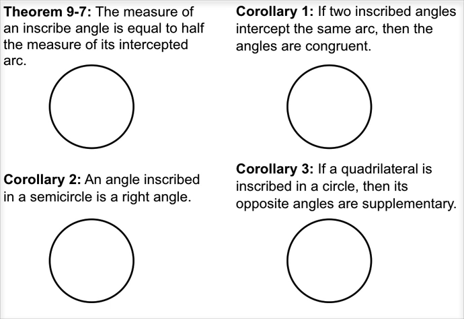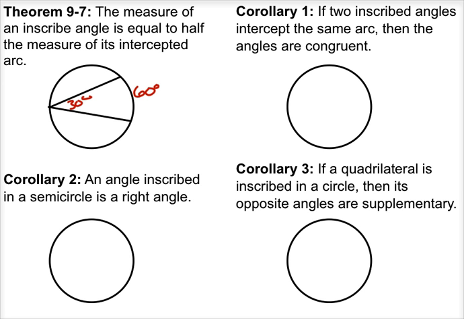Theorem 9.7. The measure of an inscribed angle is equal to half the measure of its intercepted arc. So if I start by drawing an inscribed angle, and if I were to tell you that the arc out here is 60 degrees, then I know the inscribed angle is half that size, and it would be 30 degrees.